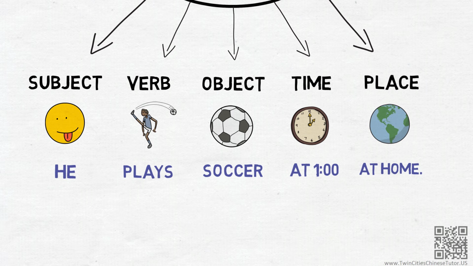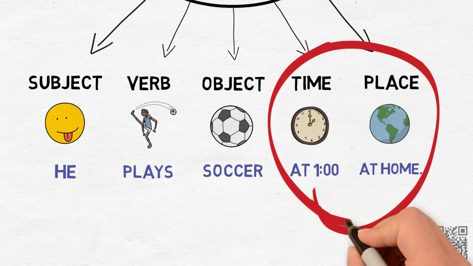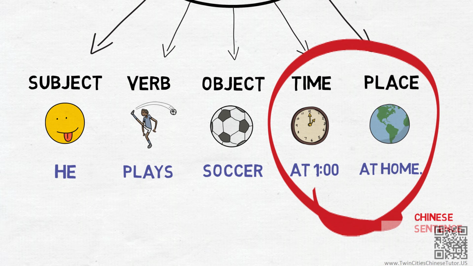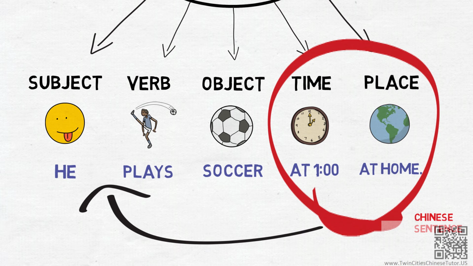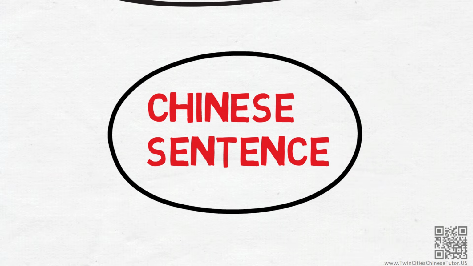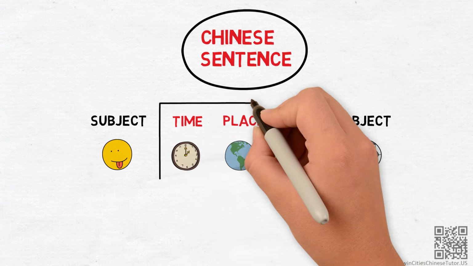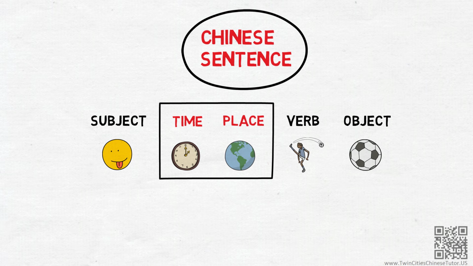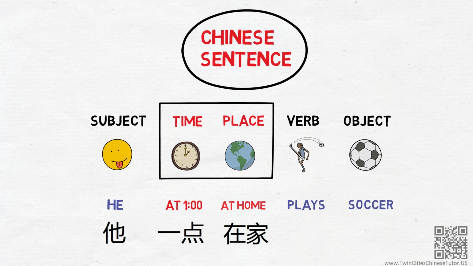One of the most significant differences between a Chinese sentence and an English one is that the time and the place usually come before the verbs. They also occasionally appear in the very beginning of the sentence before the subject. This rule applies across the board in most Chinese statements. In Chinese, these elements will be arranged in this order instead. If we apply this structure to the English statement we saw earlier, it'll turn into he at 1 at home plays soccer. Or in Chinese, 他1点在家踢足球.